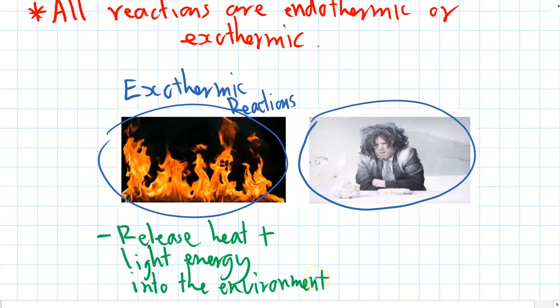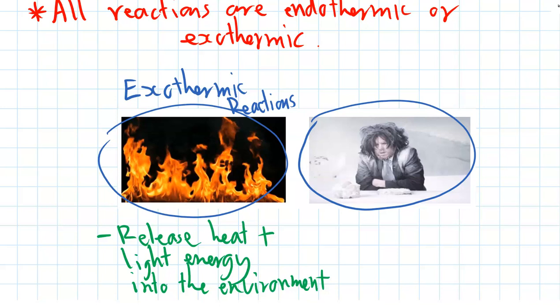That's why if you're standing near an open fire or you've made a campfire outside, you can feel that heat radiating off the fire. Because as the wood's burning in a chemical reaction, it's releasing lots and lots of heat and light, which you can feel because you're standing in the environment nearby.